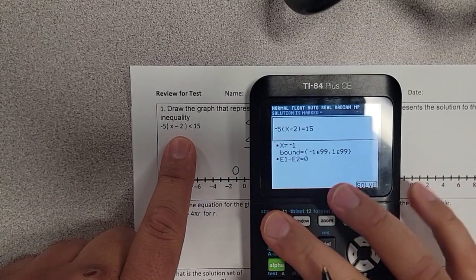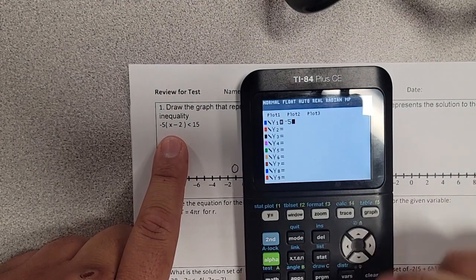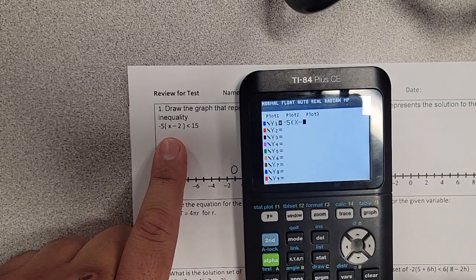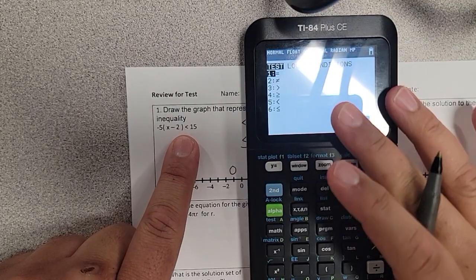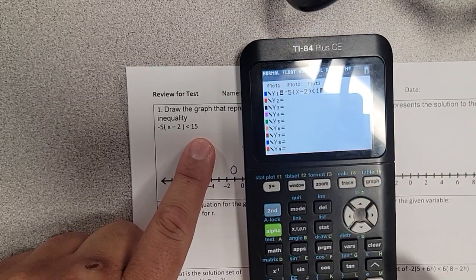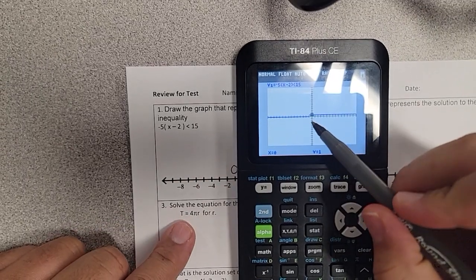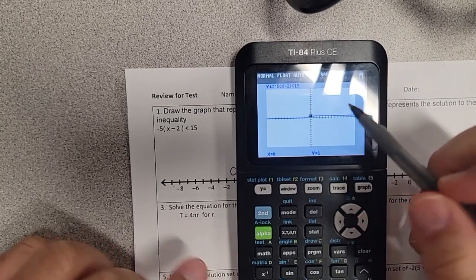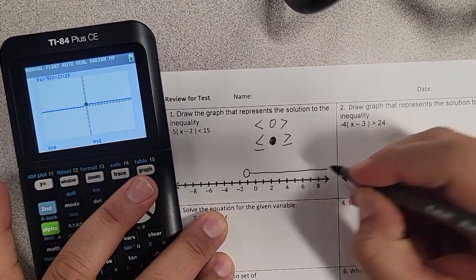Now, in order to find out the shading part, you go to y equals and we type it in. So I'm going to put -5, parentheses, x minus 2. Then I'm going to put my symbol. I have to push second math, just match the symbol. And then I put a 15. And I'm going to push trace. So the top line is going to the right. So that means that this is shading to the right side. So that means that all this is my answer.